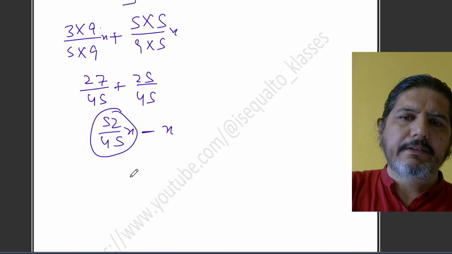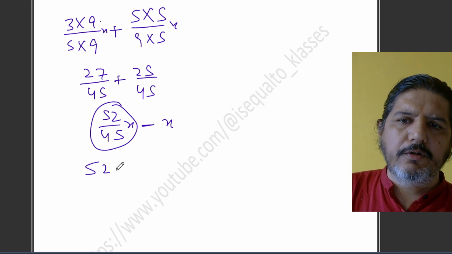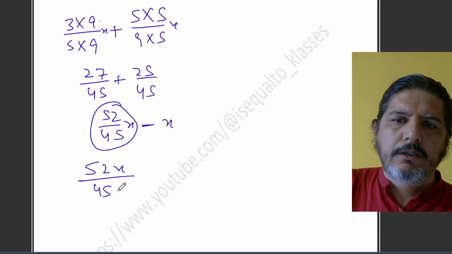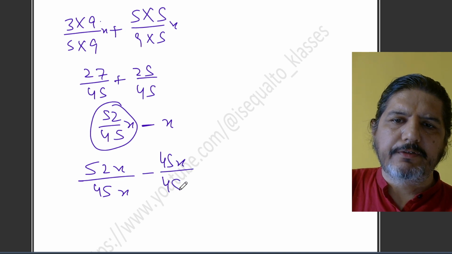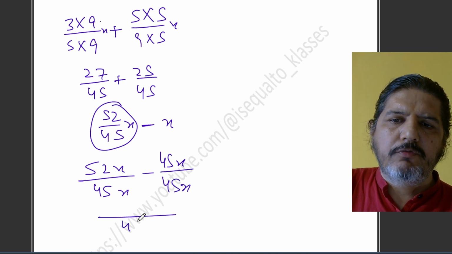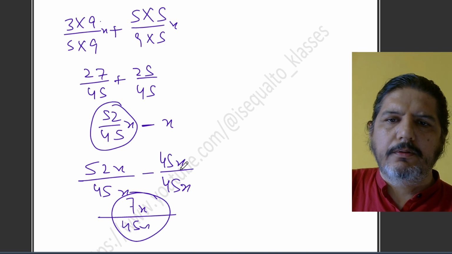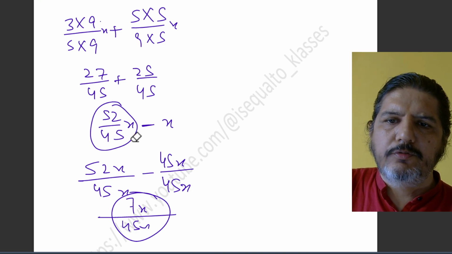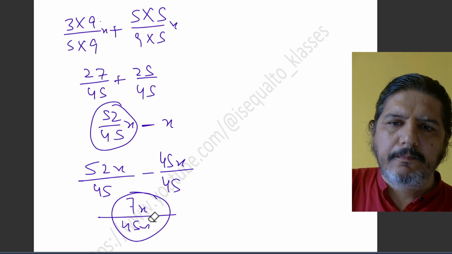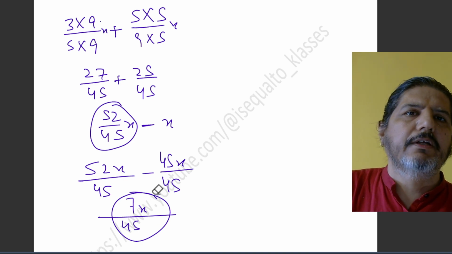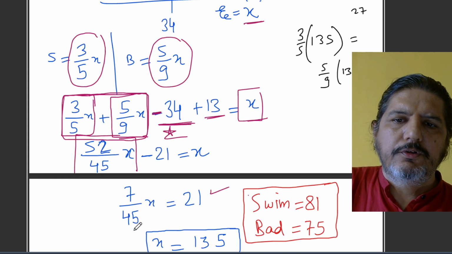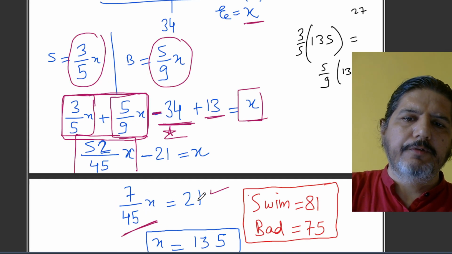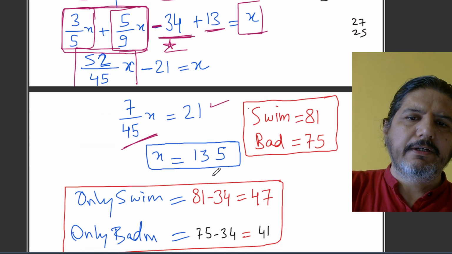Now when you have to subtract these two, again the easy way of subtracting these two is, I'll write this x as 45x upon 45x. So this will be 45x and this will be 7x. Sorry, the x would be only written once. So this will be 7x upon 45. So this is 7x upon 45 is equal to 21. And therefore x is equal to 135.